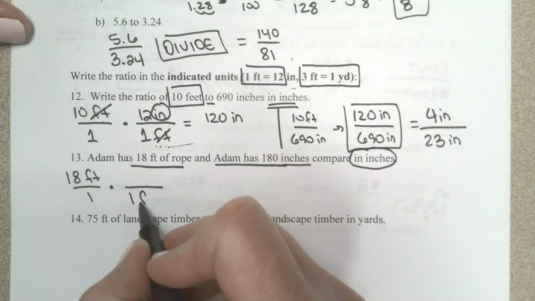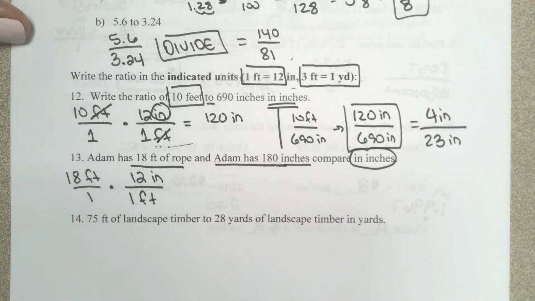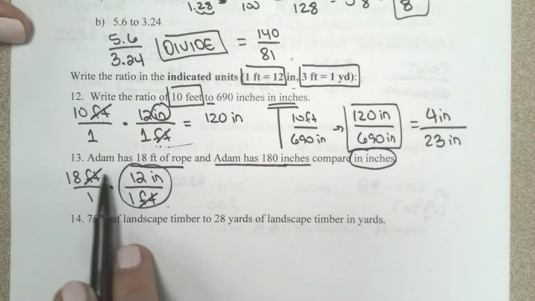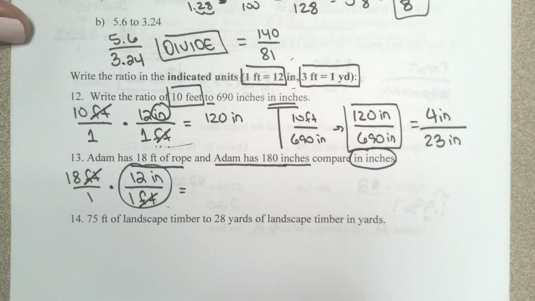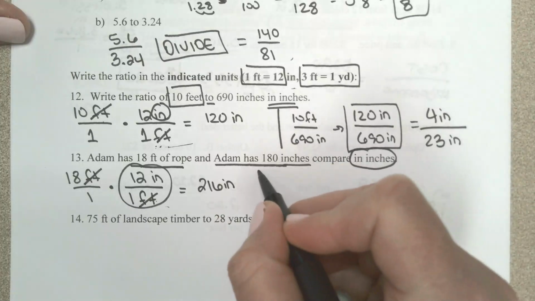So 1 foot is the same thing as 12 inches. And so when I was multiplying by this number, you have to get it out of feet, and so you put it in the opposite location. So then I multiplied, and that's the same thing as 216 inches.